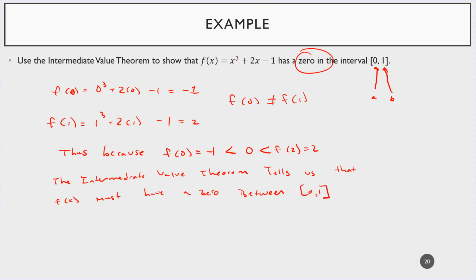Like, I don't know what this graph looks like, okay? But look, I know that when you plug in 0, it's equal to negative 1. And when you plug in 1, it's equal to 2. So the only way the graph can be a function and go through these two numbers is that it must have a 0 somewhere between 0 and 1. And that's what the intermediate value theorem helps us see.